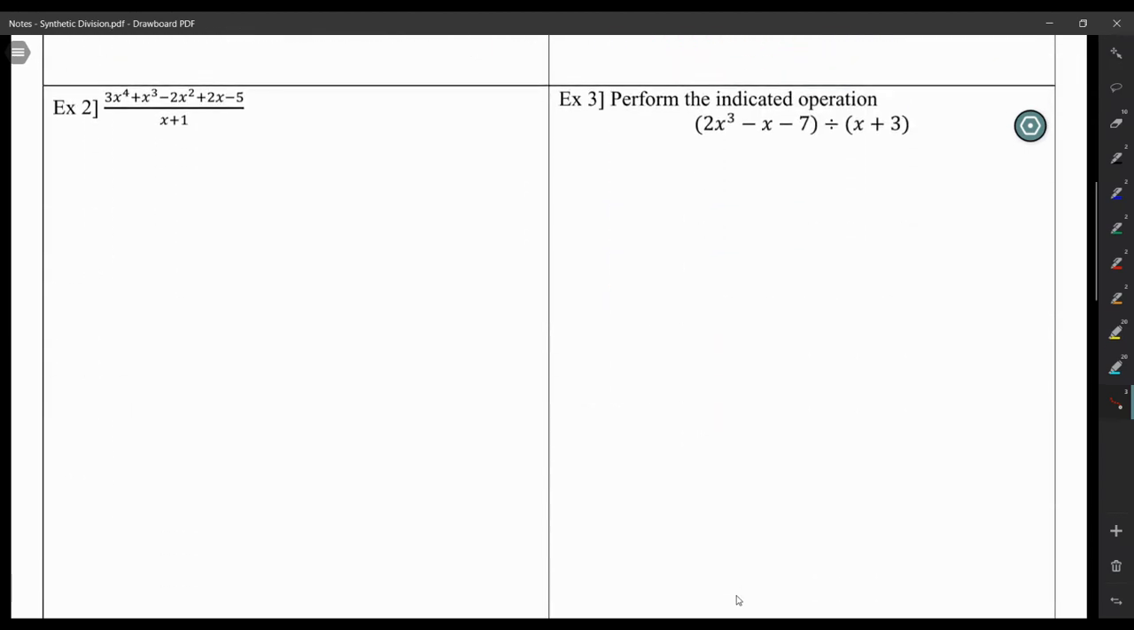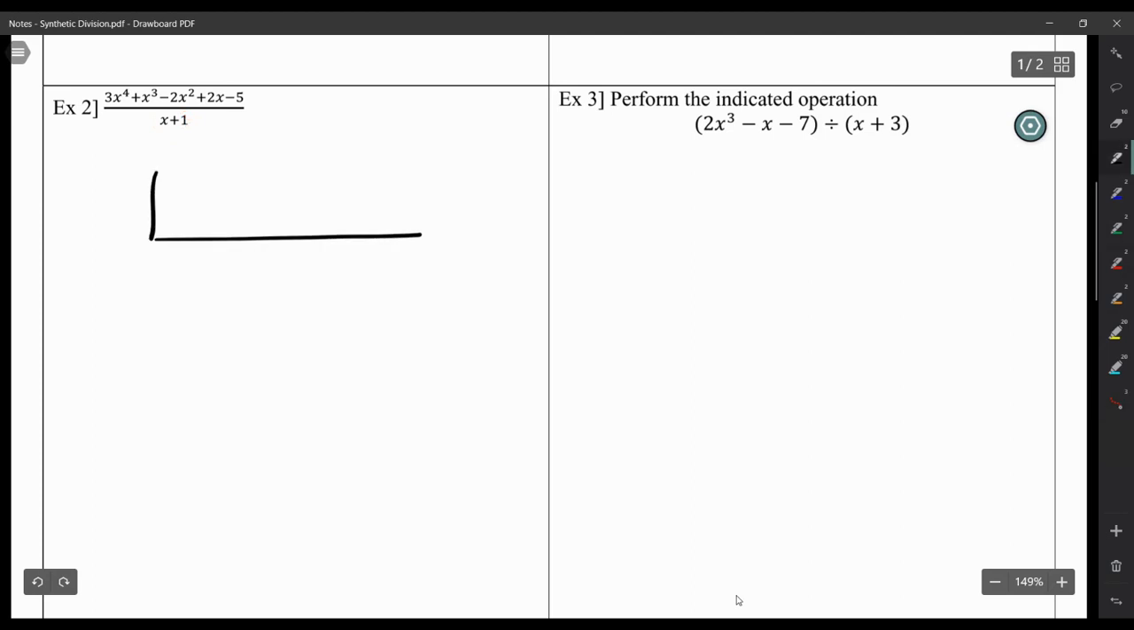We have 3x to the fourth plus x to the third minus 2x squared plus 2x minus 5, all divided by x plus 1. So we are not missing any terms in the numerator portion of our fraction. We have 4, 3, 2, 1, and no x's at all. And so if we start setting up our synthetic division, which we are allowed to use because this is x plus or minus a number, let's use our synthetic division.